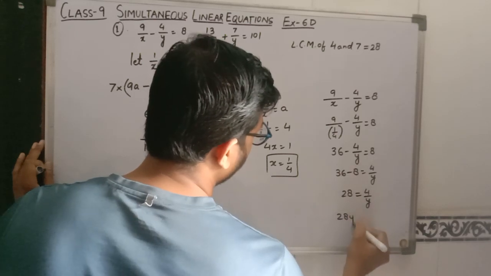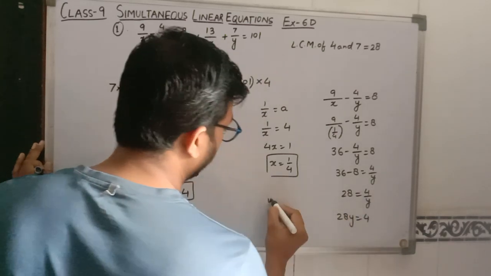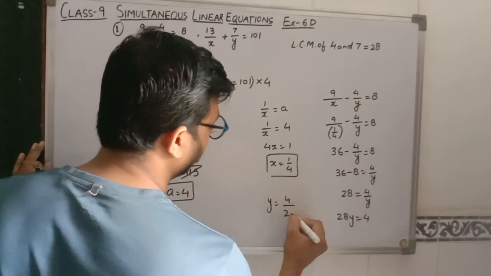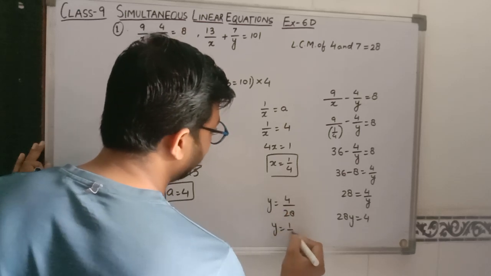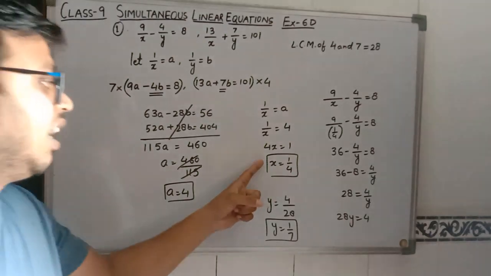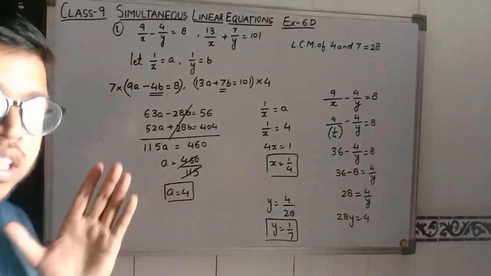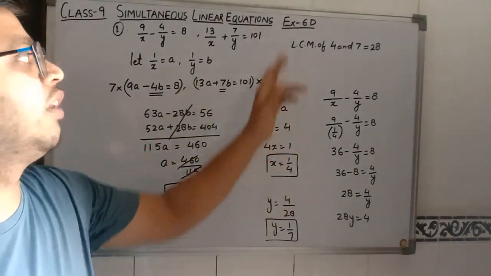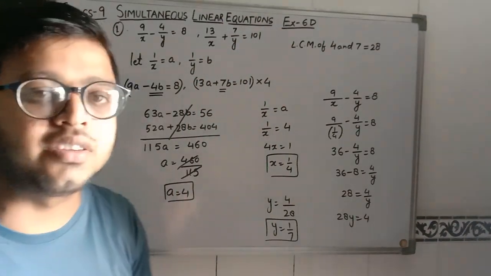So 28y is equal to 4. So the value of y is coming 4 upon 28. That is why the final value of y is 1 by 7. So these are the values of x and y. In this manner we have to solve the questions of exercise 6D.